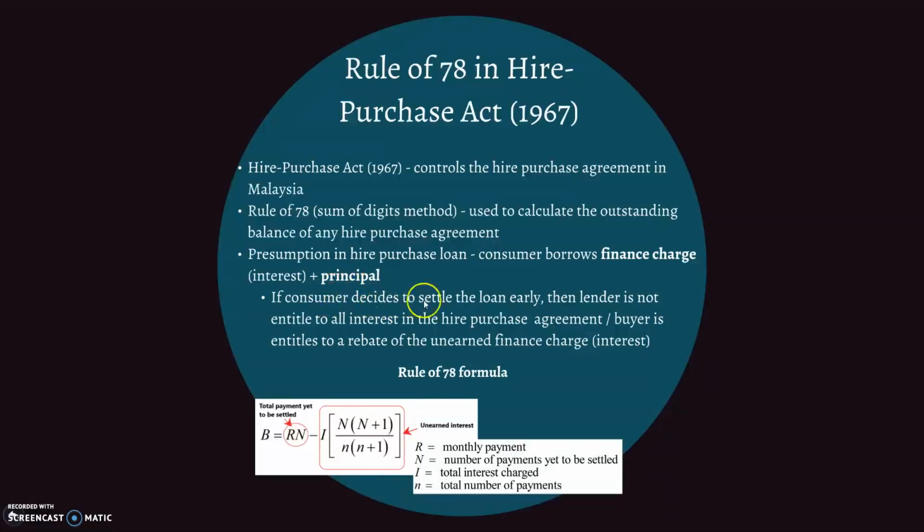So if a consumer decides to settle the loan early, what happens is that the lender is not entitled to all the interest. If let's say the agreement is to make settlement payment in 6 months, you have 6 months of interest. But then let's say you want to settle early within 3 months, the lender will not be entitled to get all the interest for the next 3 months. So basically, you will get a rebate. This is the formula. Okay, and we'll discuss the formula later during the example.